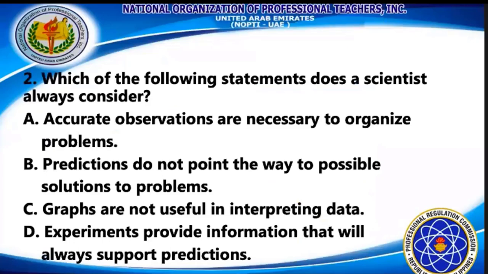Which of the following statements does a scientist always consider? A, accurate observations are necessary to organize problems. B, predictions do not point the way to possible solutions to problems. C, graphs are not useful in interpreting data. D, experiments provide information that will always support prediction. Jot down your answers.